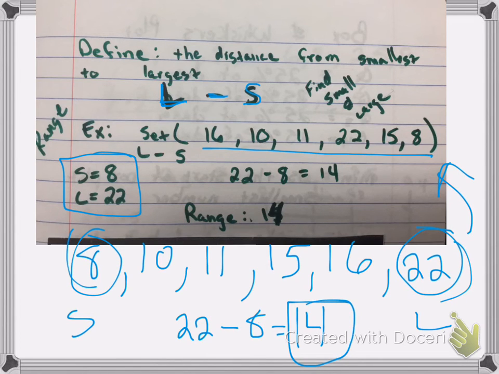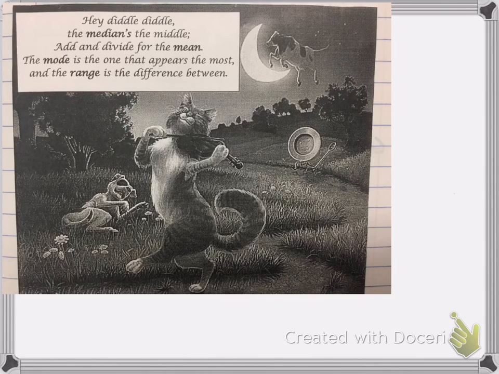Okay? All right, so if this helps you, this is a nice little rhyme. I know that we had a few for, or one for integers of row, row, row your boat. This is to hey diddle diddle. Okay? Here we go. Hey diddle diddle, the median's in the middle. Add and divide for the mean. The mode is the one that appears the most, and the range is the difference between. Difference, so you're subtracting.